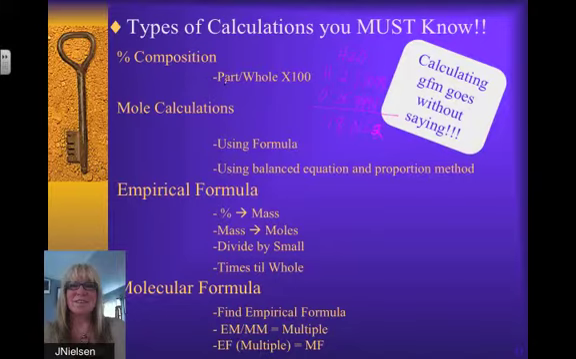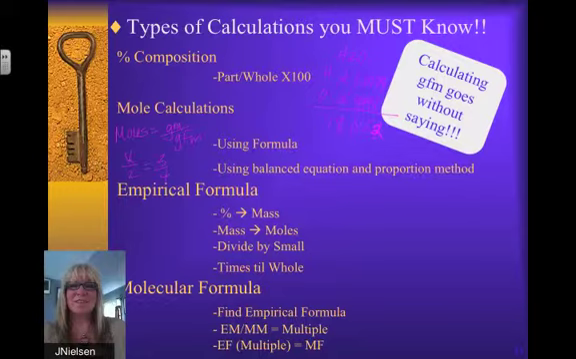You need to know how to calculate percent composition. There'll be one of those there tomorrow. Mole calculations using the formula, meaning moles equals given mass over GFM, and then using the balanced equation and setting up a proportion. So that's when you figure out x over 2 equals 3 over 4, and then you solve for x using the balanced equation.